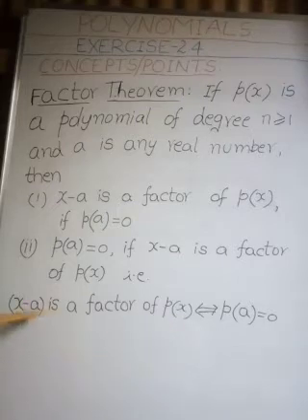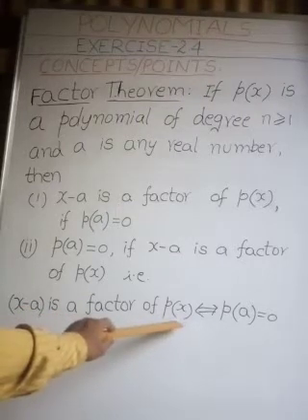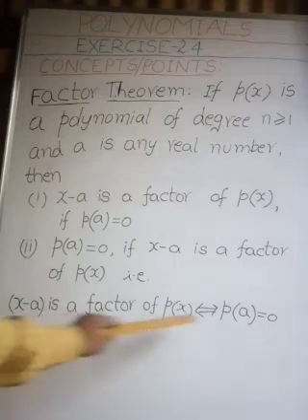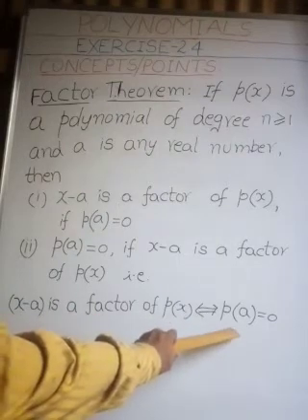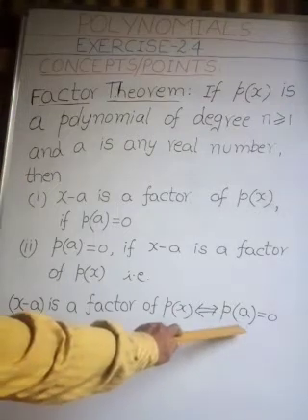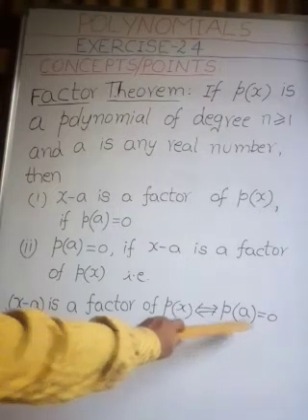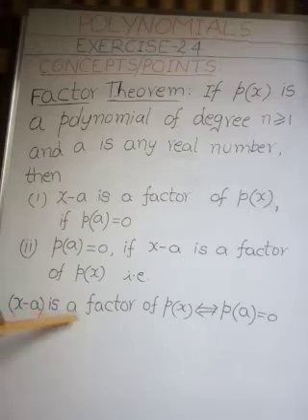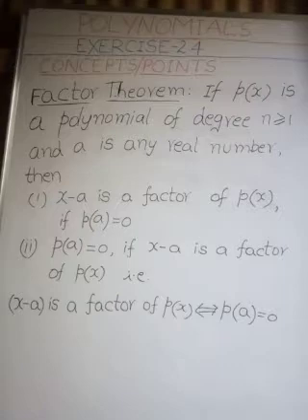See here, x minus a is a factor of P of X. If it happens, automatically this also happens. That means P of A is equal to 0. Similarly, if P of A is equal to 0, then we can say that x minus a is a factor of P of X. Understood this statement, my dear children? This is a statement of a factor theorem.